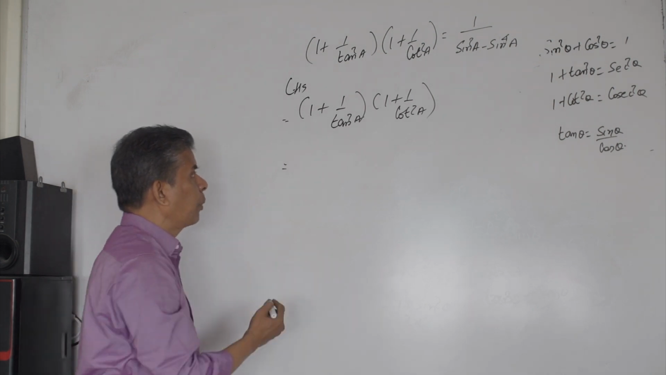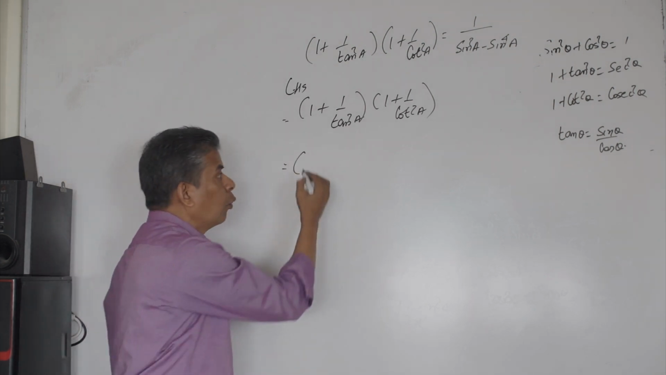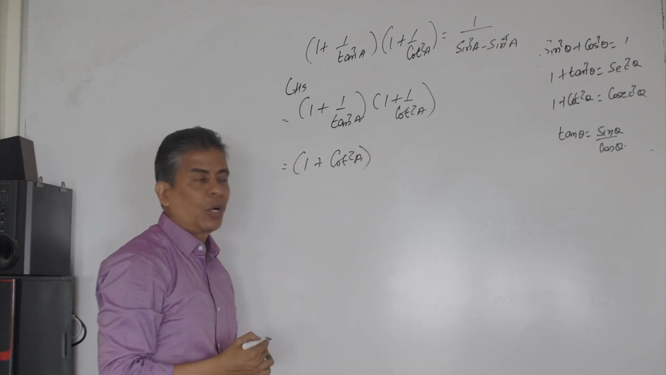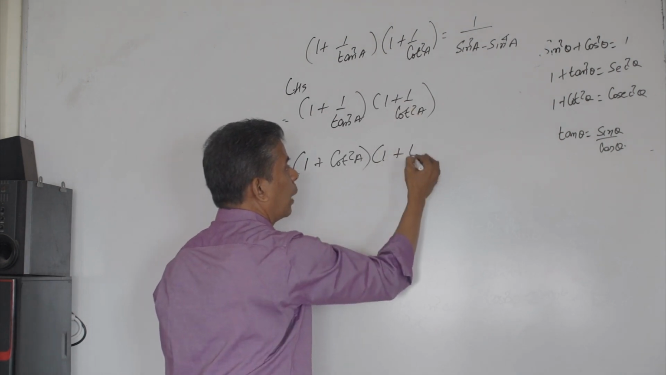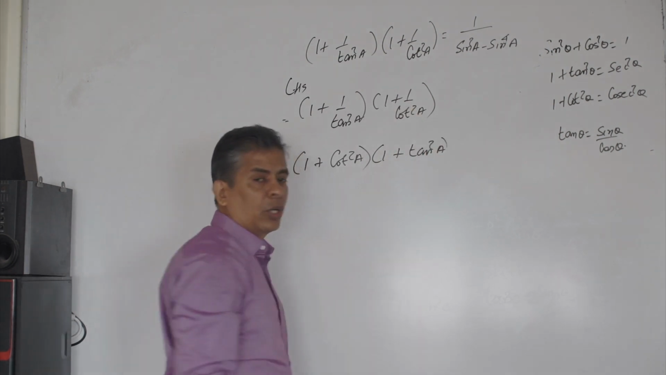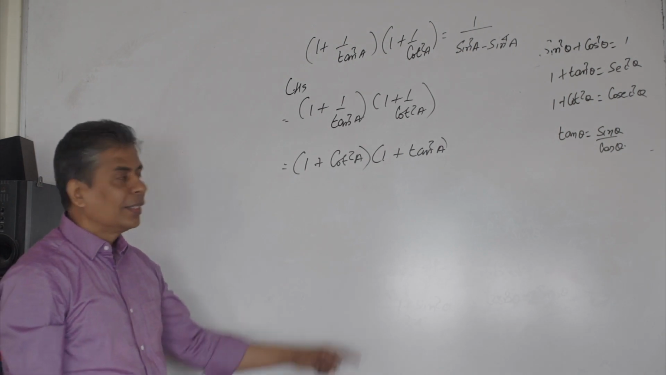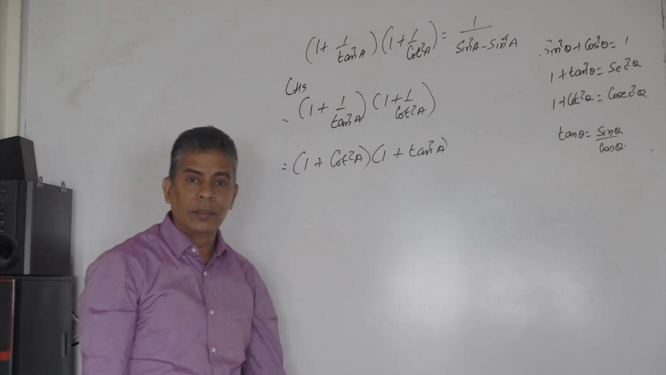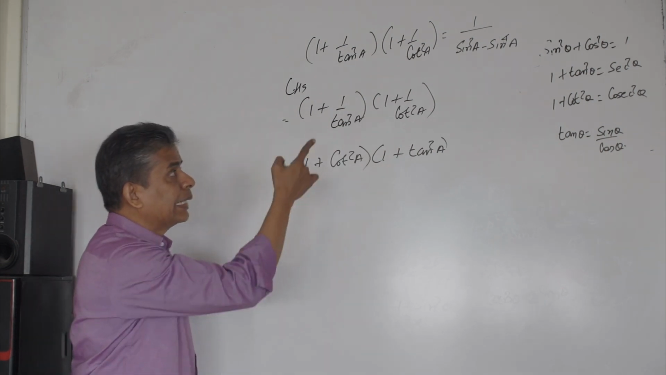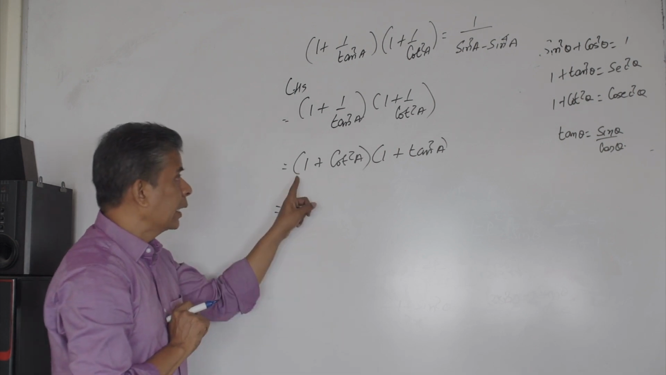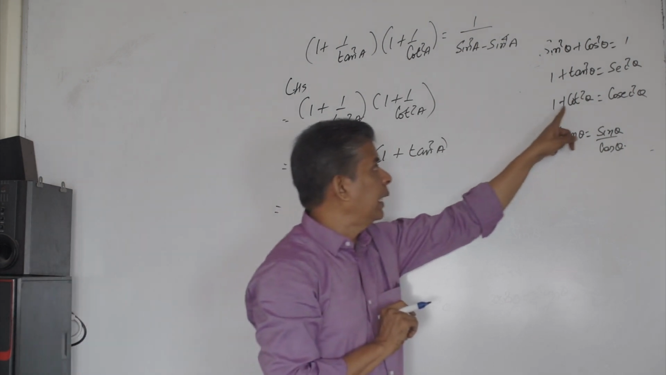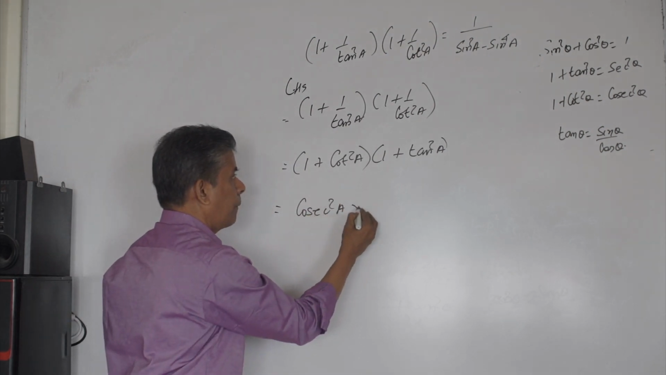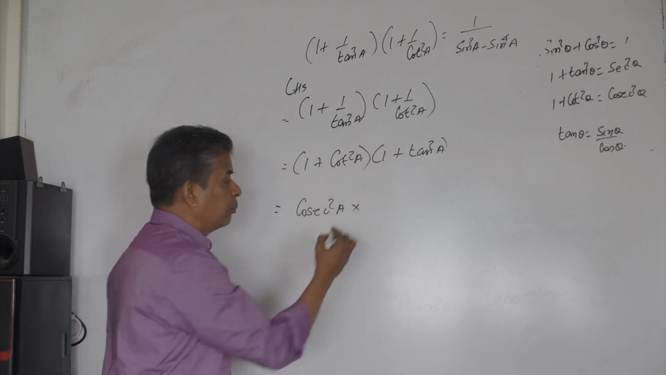Now here in this problem, this can be written as 1 plus 1 upon tan, which is cot. Note that 1 by tan is cot, and this becomes 1 plus 1 by cot, which is tan. Tan and cot are reciprocals. So what is 1 by tan? Cot. And what is 1 by cot? Tan. Now we have both identities ready. 1 plus cot square is ready, so 1 plus cot square becomes cosec square a. 1 plus tan square becomes sec square a.